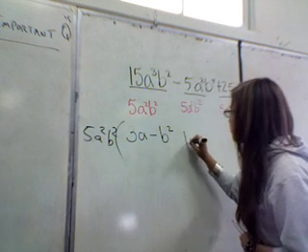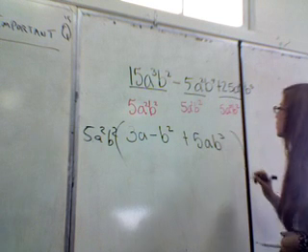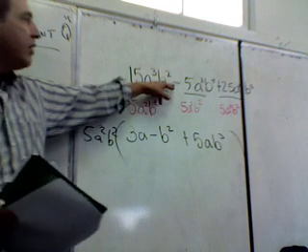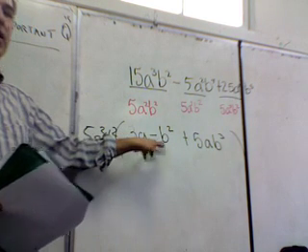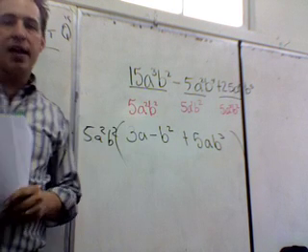Plus 5ab cubed. Why is it minus? Because it's a minus here, minus 5 over 5 is just negative 1. We don't put the invisible 1 in there. All right, so have a look at that.